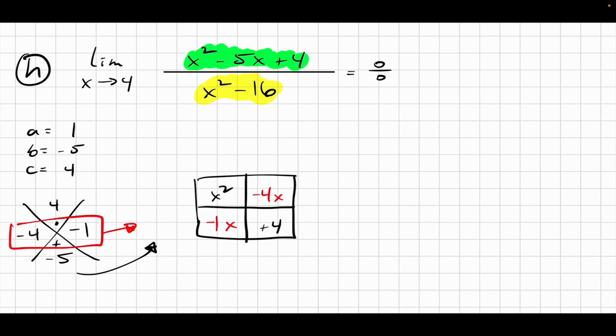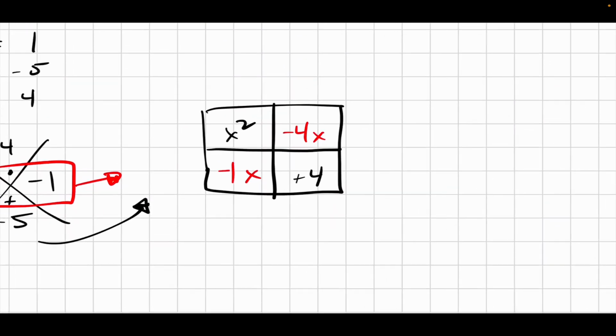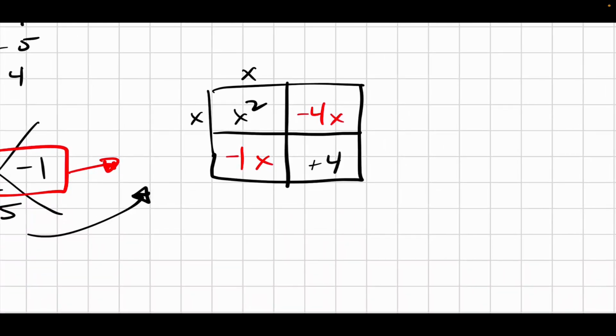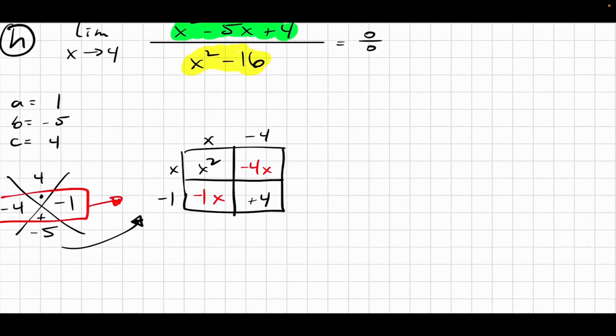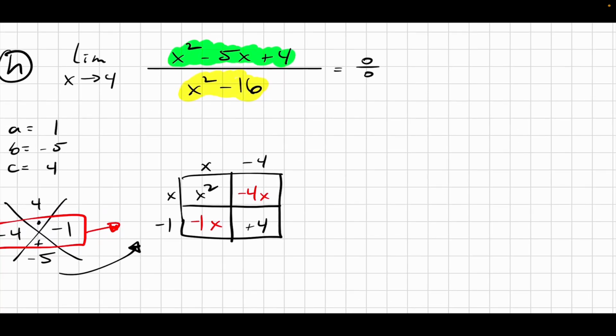I always start with the first box, x squared, because it's easy to make x squared. It's just x times x. And then x times negative 4 will make negative 4x, and x times negative 1 makes negative 1x. So this guy can be rewritten as x minus 4 times x minus 1. That's the factored version.